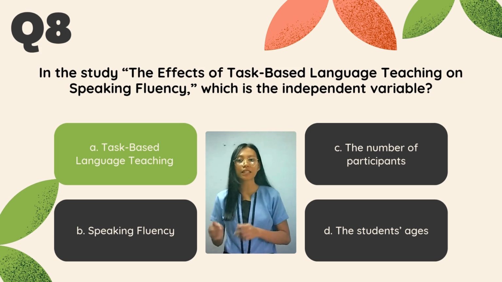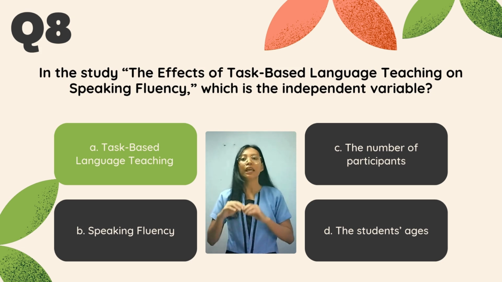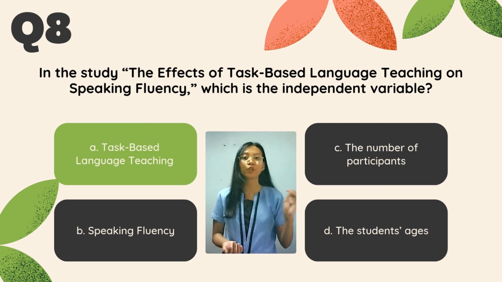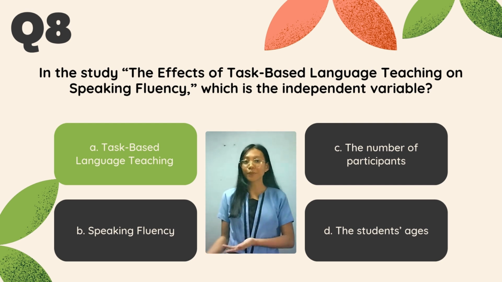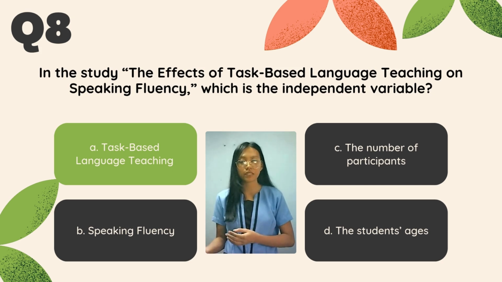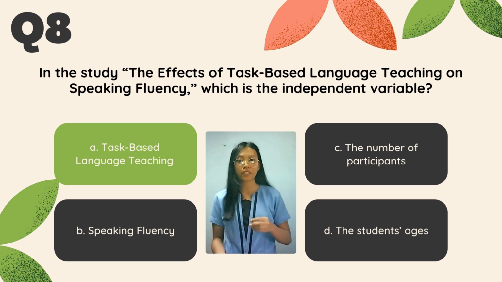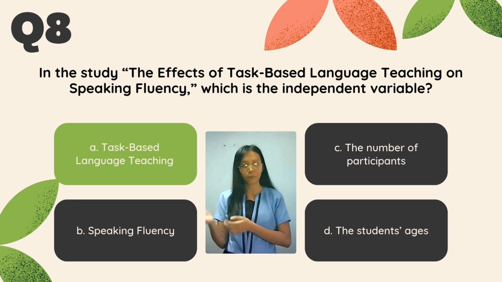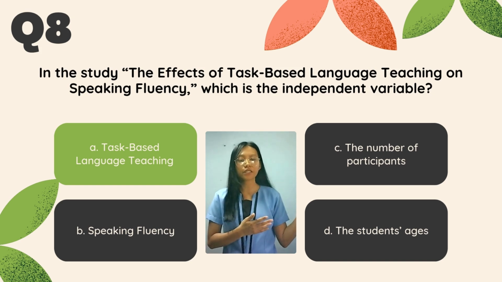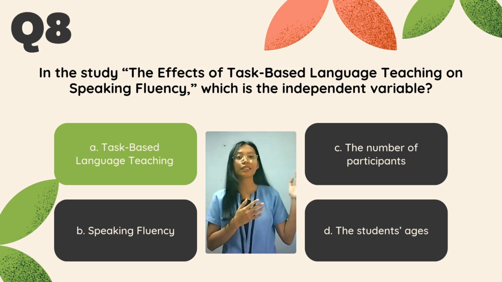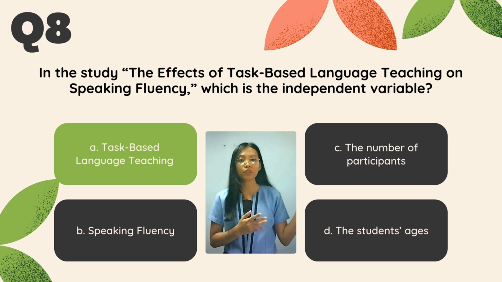So in this study, the task-based language teaching is the instructional approach being applied or varied to see how it influences the learner. So letter B, the speaking fluency is wrong because the speaking fluency is the dependent variable, which is the outcome affected by the independent variable. Letter C, the number of participants is also wrong because this is a sample characteristic, not a variable manipulated or measured as part of the hypothesis.